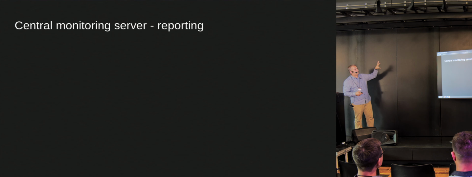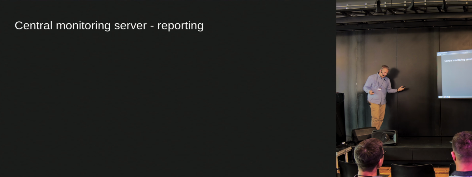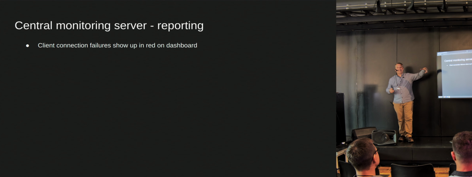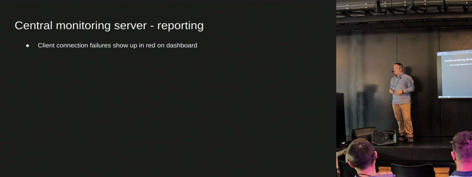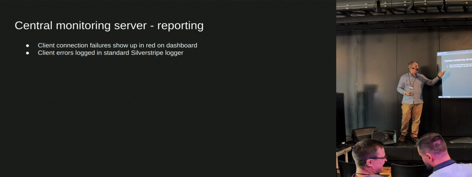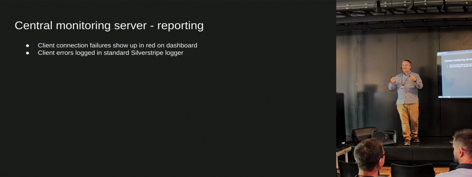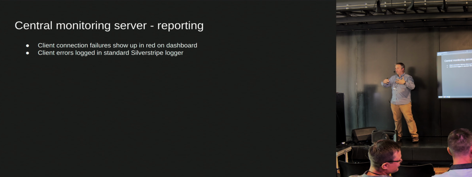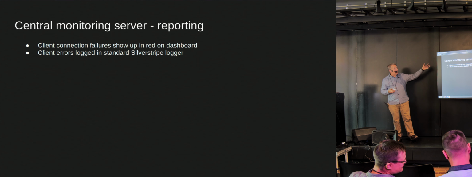As part of the general monitoring system, it's got a little bit of reporting. As I said earlier, client connection failures will show up in red so that you can instantly see, oh, there's a problem with the site. Could be nothing, could be everything. Any errors are logged in the standard Silverstripe logging system, so it just uses the normal logging interfaces.